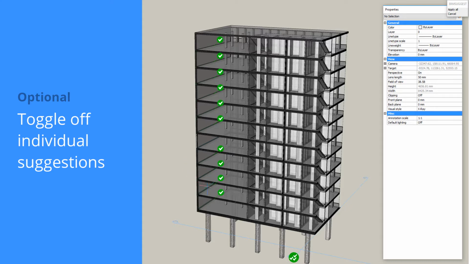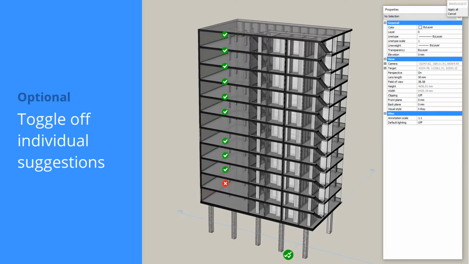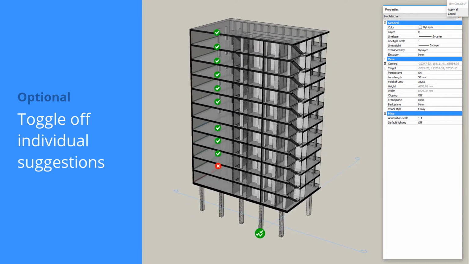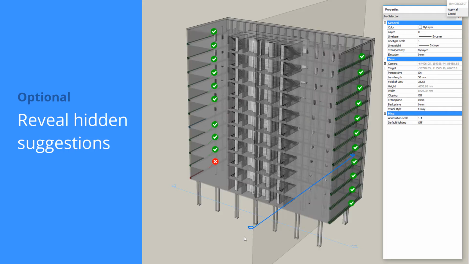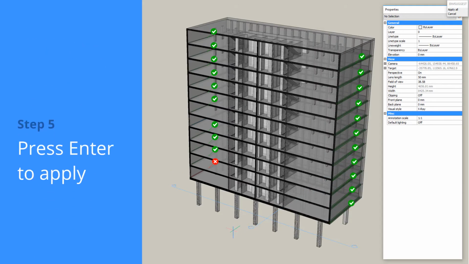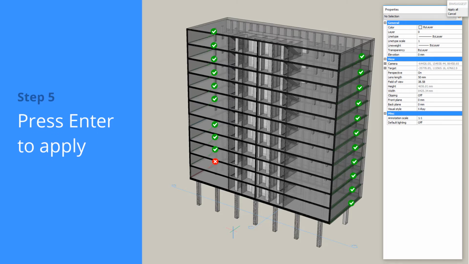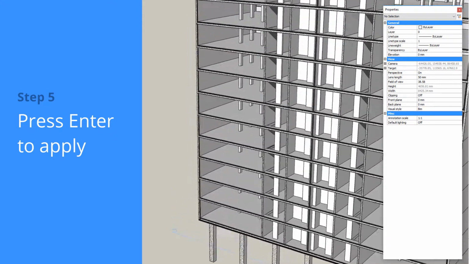You can toggle suggested connections off by left-clicking their green checkmark icon. When you toggle the green checkmark icons, they turn into red X's. The green icon with the multiple check marks indicates that there are more locations where this connection can be applied, but they are hidden because of an active section. Left-clicking it reveals these locations. When you've toggled the connections you want, press Enter to apply.